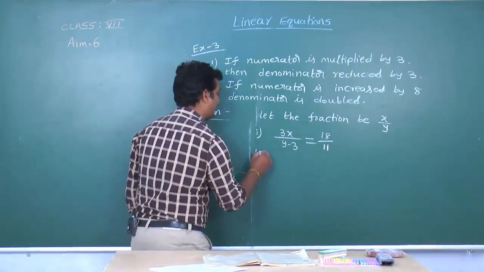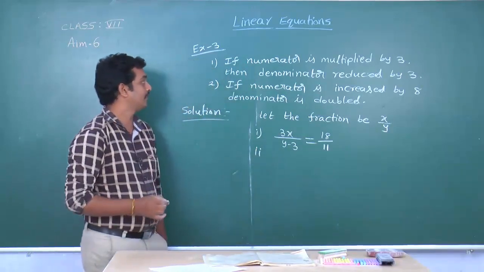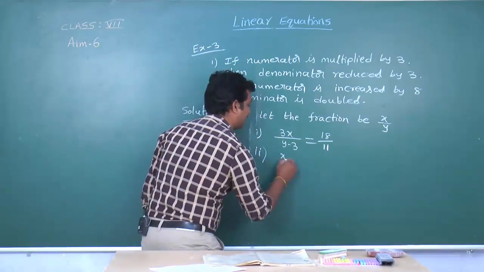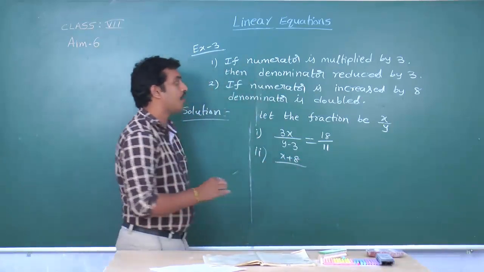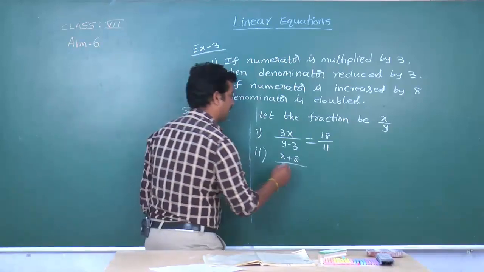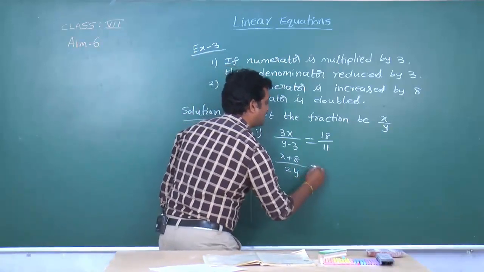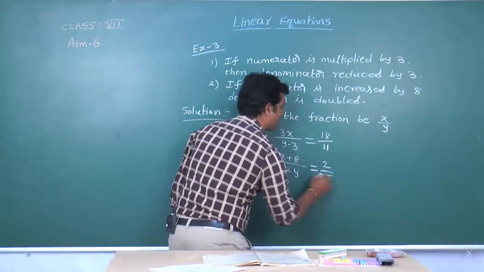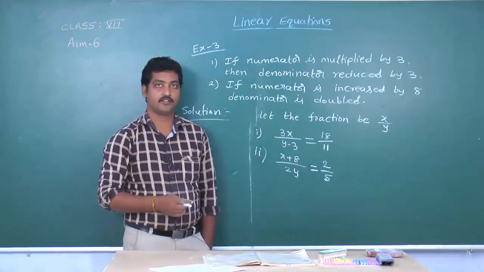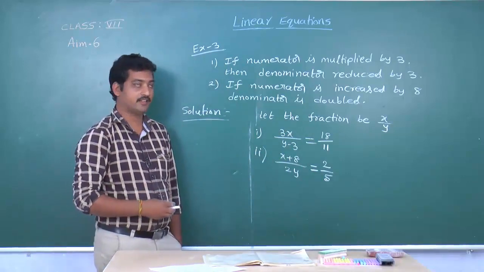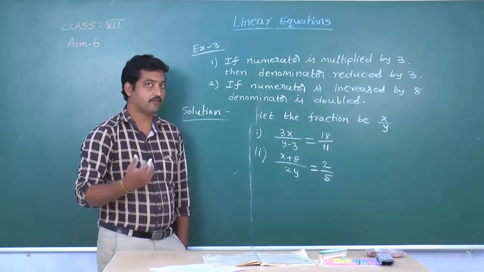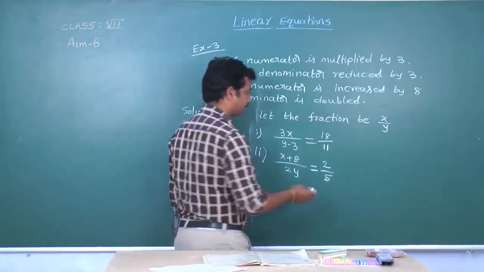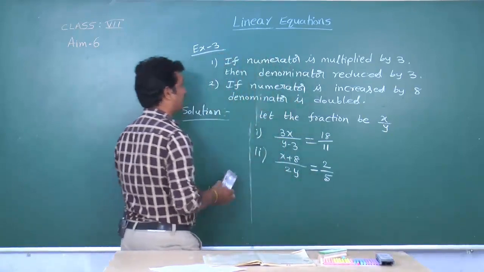Now, from the second case, if numerator is increased by 8, that is x plus 8, and denominator is doubled, that is 2y, is given as 2 by 5. By solving these two equations, we will get x and y. Numerator we will get, denominator we will get, then we have the fraction with us. Now come how to solve these two equations.